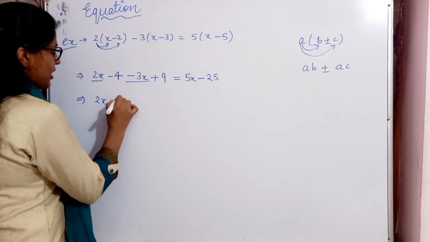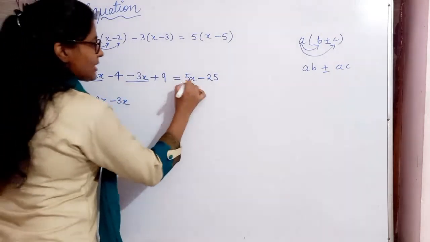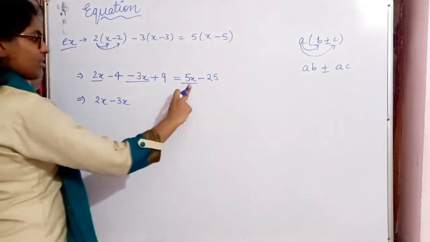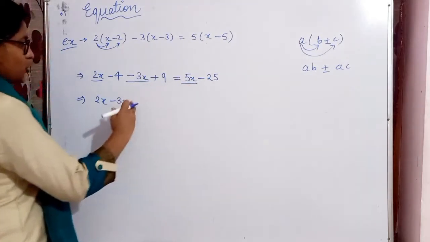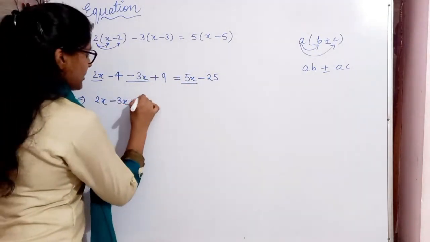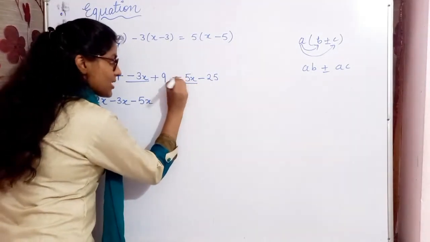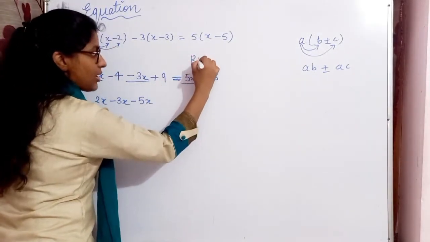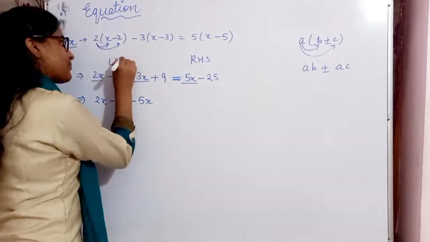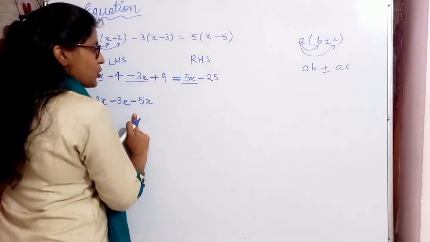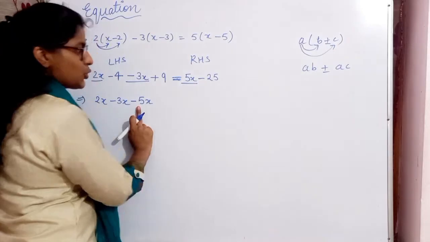Minus 3x is also a variable, keep this side. And this is 5x. So now transfer this 5x to this side, that is converted into minus 5x. This is positive here. Equal sign is here. This is RHS and this is LHS. From RHS to LHS you are transferring this variable, so convert it into negative.